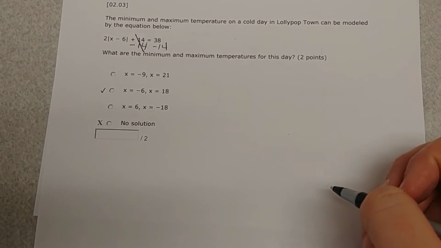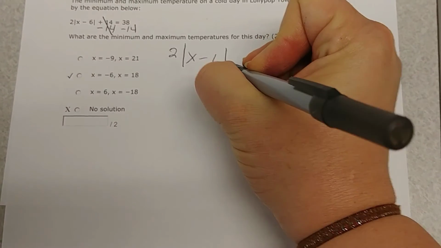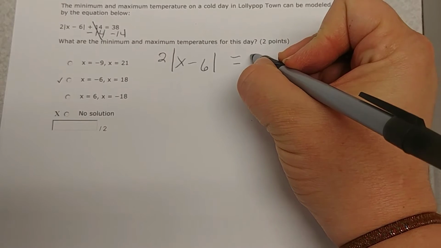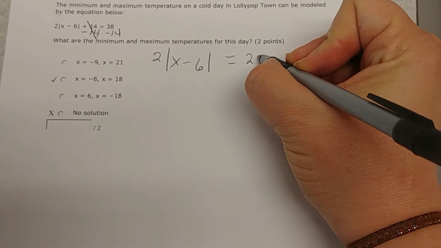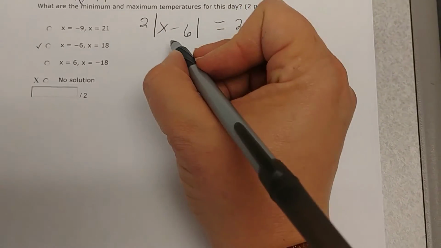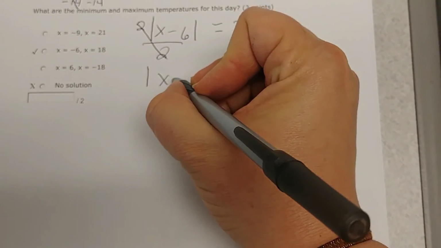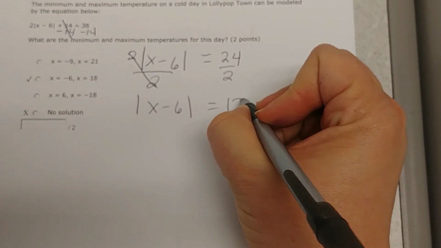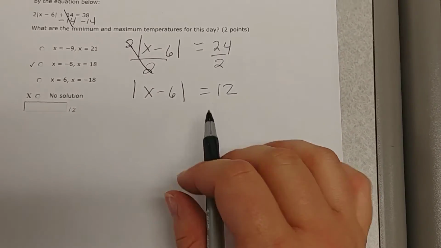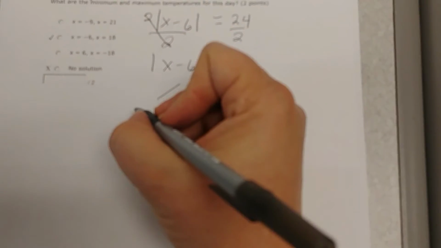So I'm going to move the 14 over. So that's going to give me 2 absolute value of x minus 6, and that's going to equal 38 minus 14, 24. And then I need to get this 2 off. Well, it's multiplication, so I'm going to divide both sides by 2. So when I do that, now I've got absolute value of x minus 6, and that's going to equal 12. I've got it down here, that's positive, so at this point I can do my division here and do my 2 mini problems.